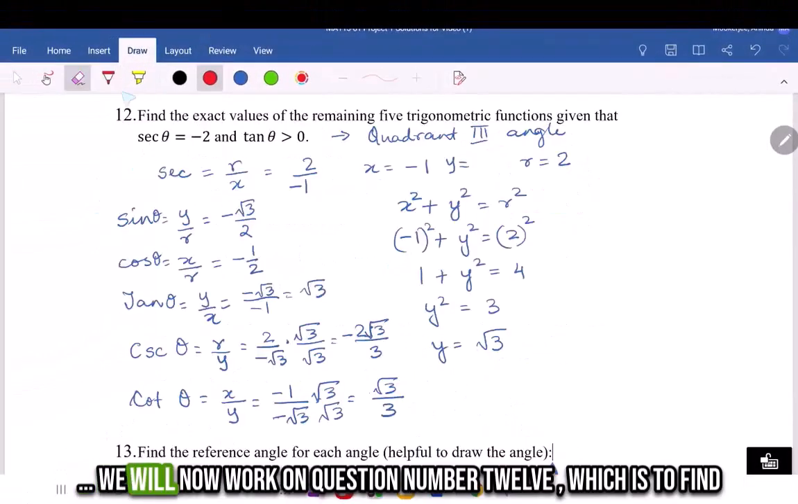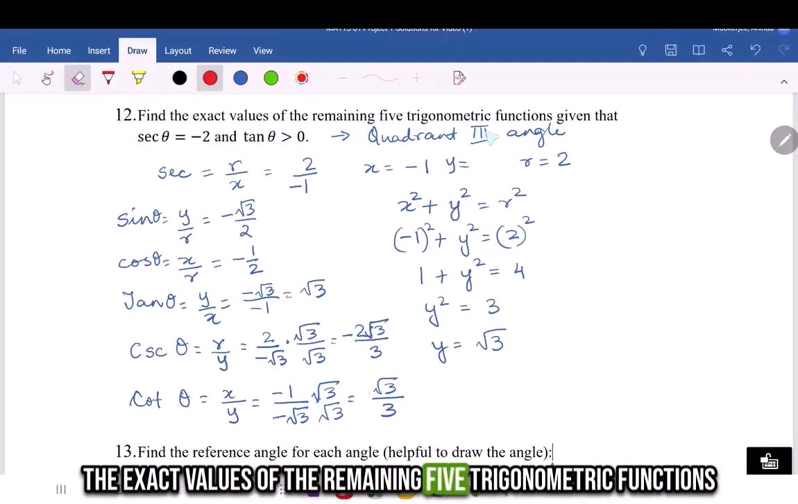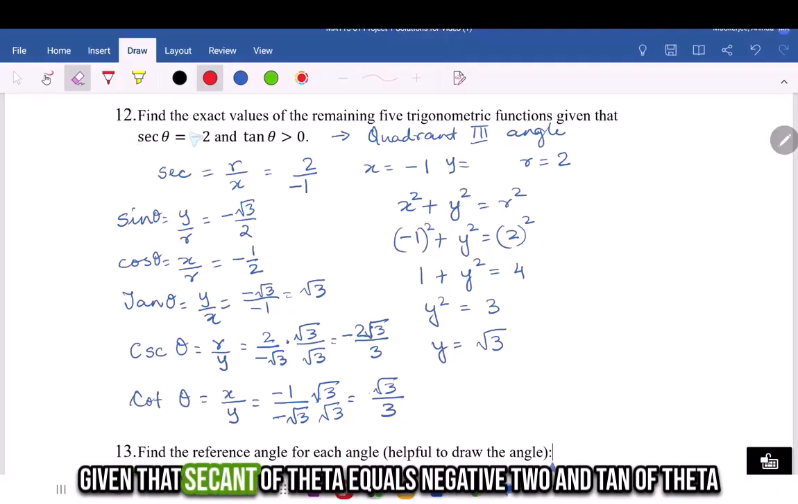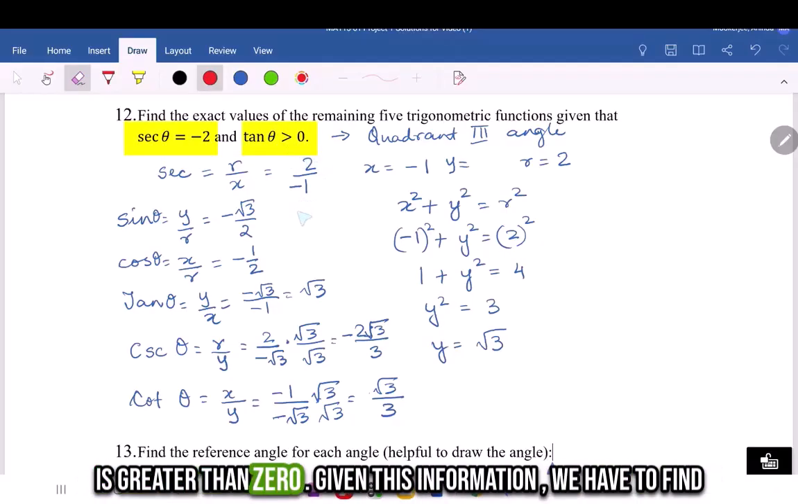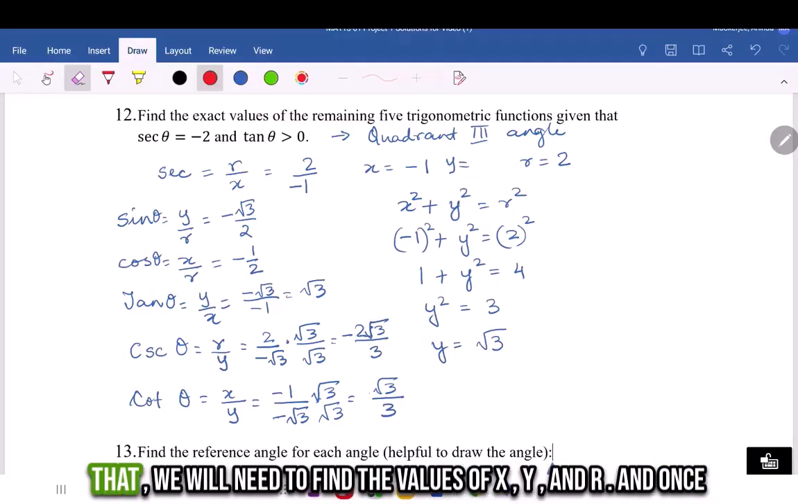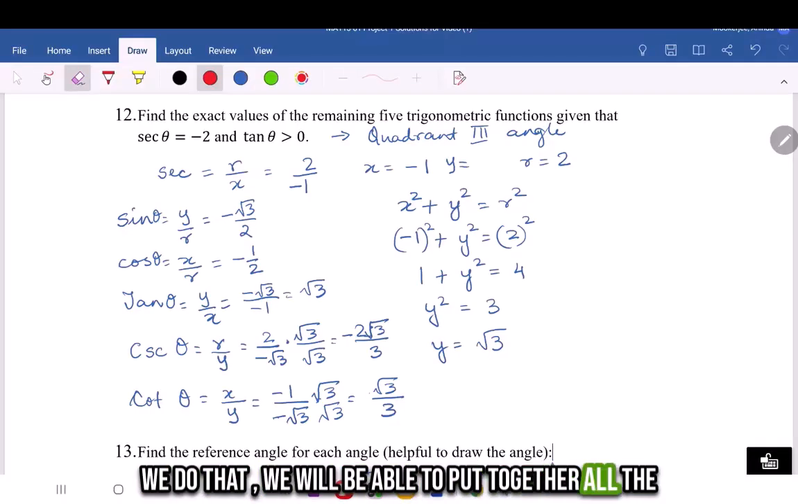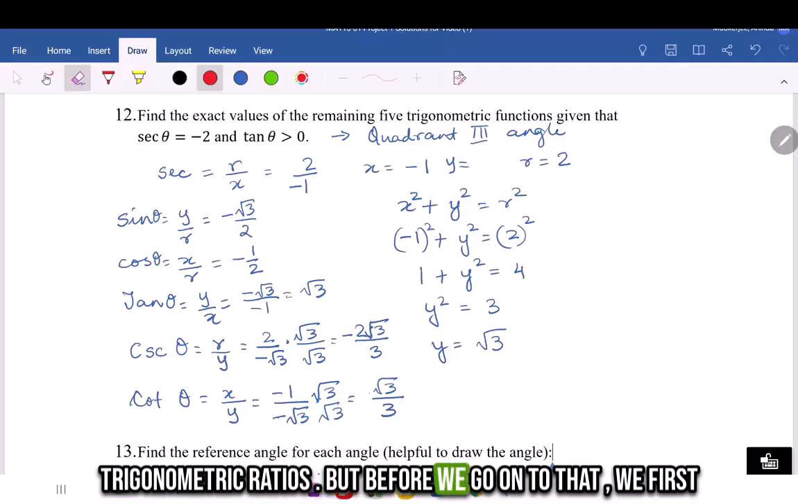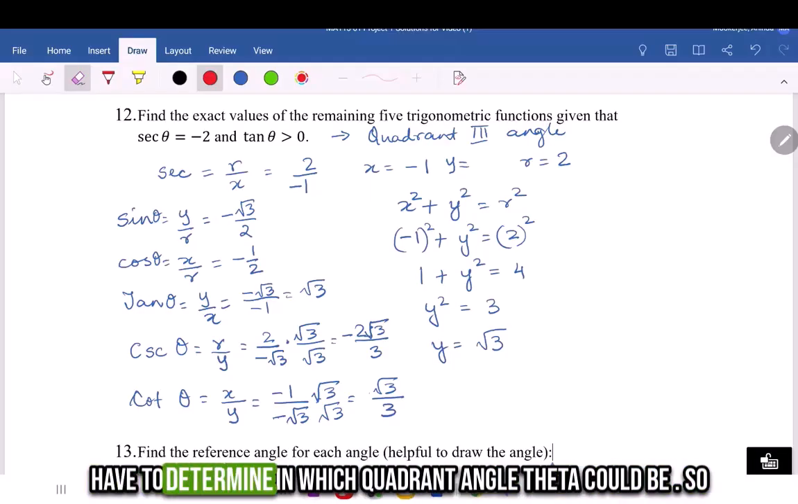All right. We will now work on question number 12, which is to find the exact values of the remaining 5 trigonometric functions given that secant of theta equals -2 and tan of theta is greater than 0. Given this information, we have to find the ratios of all other trigonometric functions. In order to do that, we will need to find the values of x, y, and r. And once we do that, we will be able to put together all the trigonometric ratios. But before we go on to that, we first have to determine in which quadrant angle theta could be.